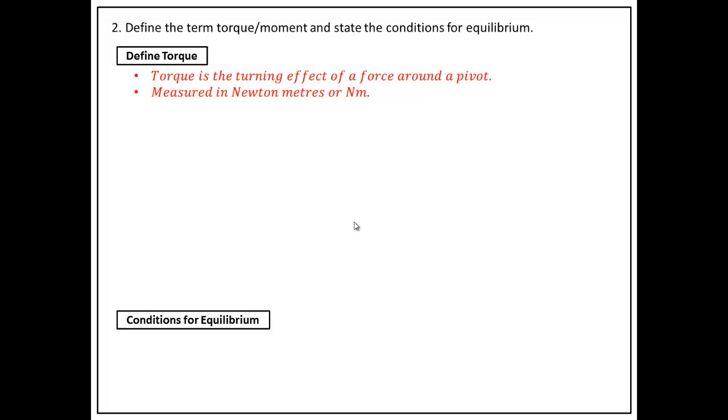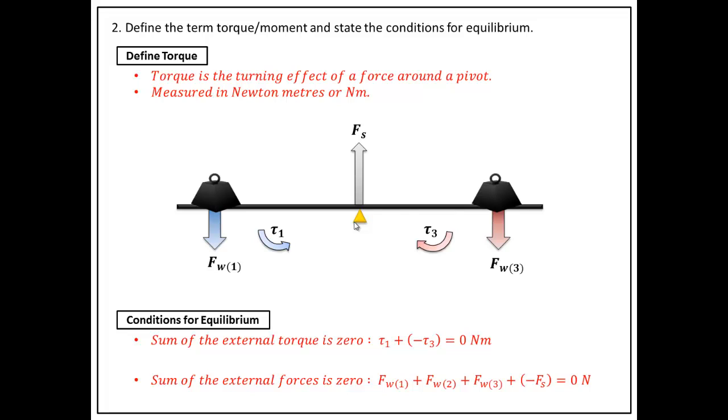Equilibrium is when an object has zero linear acceleration and zero rotational acceleration. We can define equilibrium by the specific conditions by which it occurs. An object is in equilibrium when both the total external force is zero and the total external torque is zero. Let's look more closely at these conditions for equilibrium. The first is that the total torque within the system is equal to zero, or you could say that the total clockwise torque equals the total anti-clockwise torque.